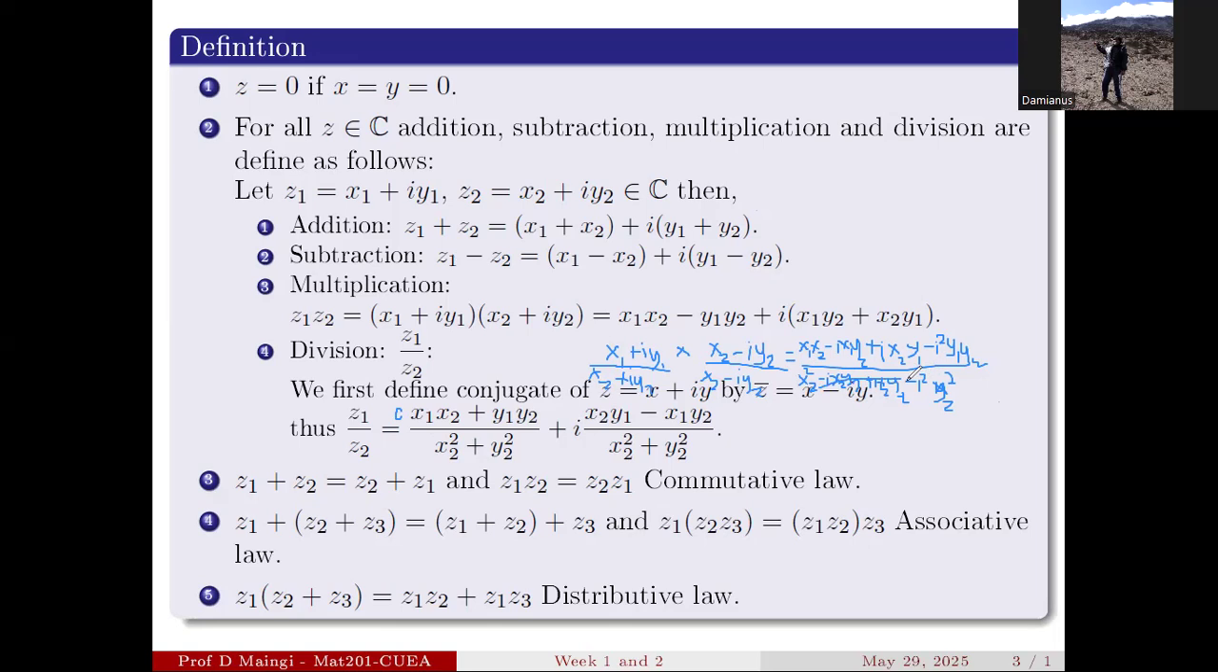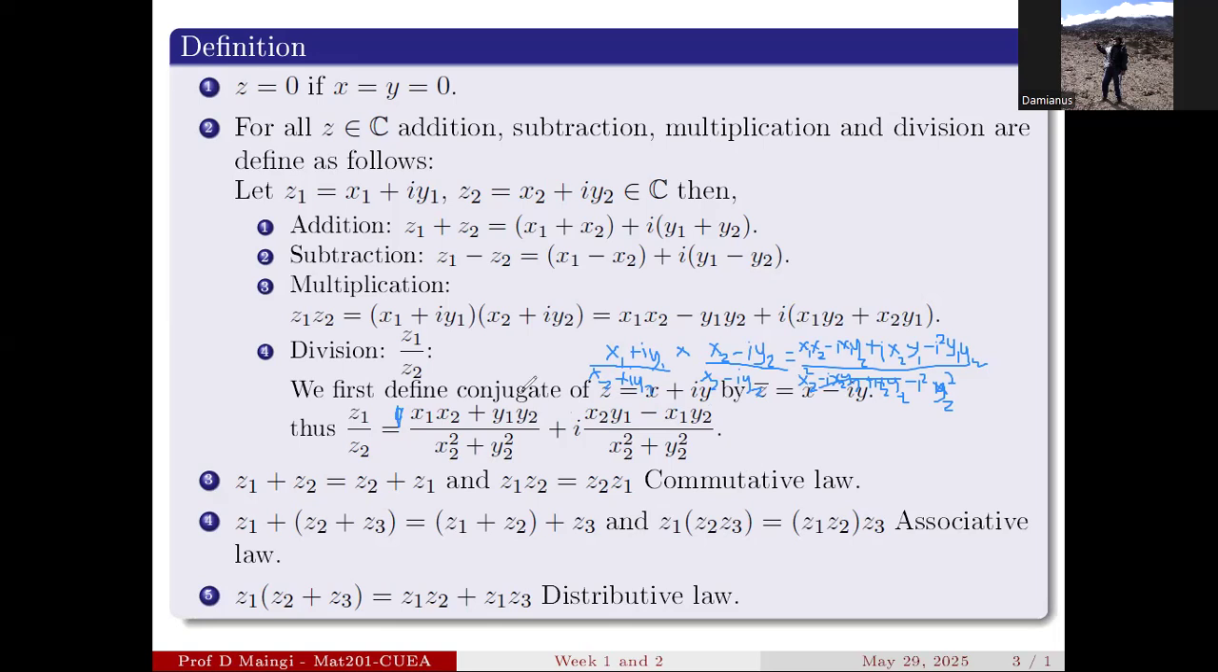And then minus i squared, y2 squared. Remember, i squared is minus 1. So minus 1 is plus 1. So it becomes plus y2 squared. And so really, z1 divided by z2 becomes x1 x2 plus y1 y2 plus i into brackets x2 y1 minus x1 y2, divided by x2 squared plus y2 squared.